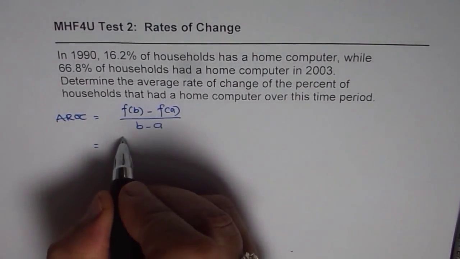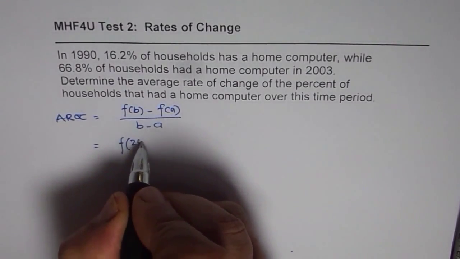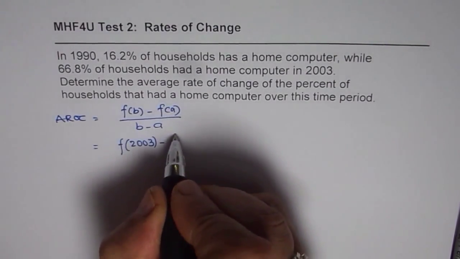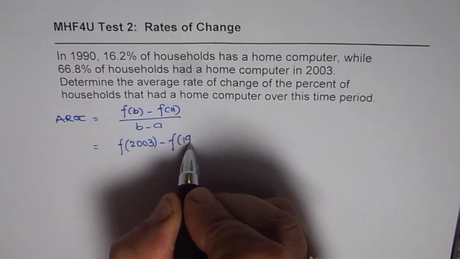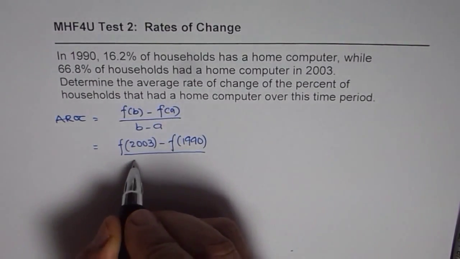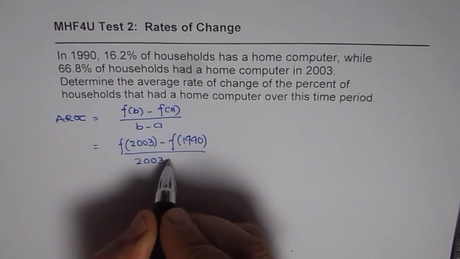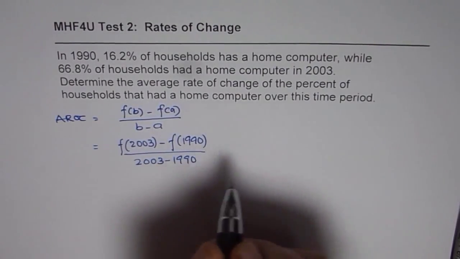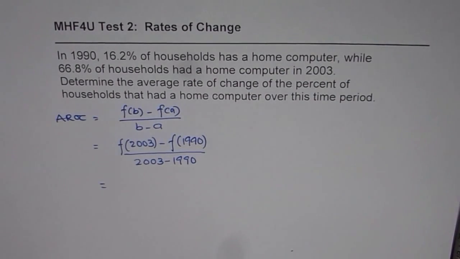So we can call this f of 2003 minus the value of the function in 1990, divided by the difference between these 2 years. So that gives us the average rate of change. So this question really helps you to understand the very basic concept.